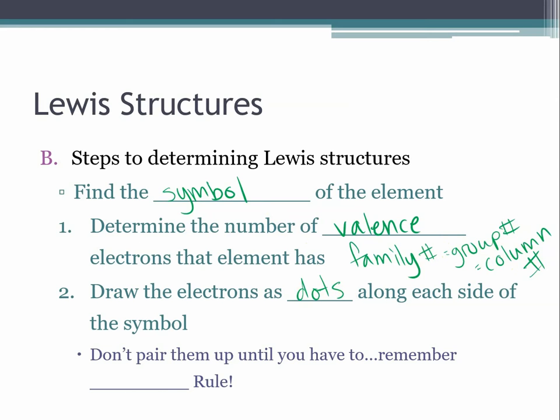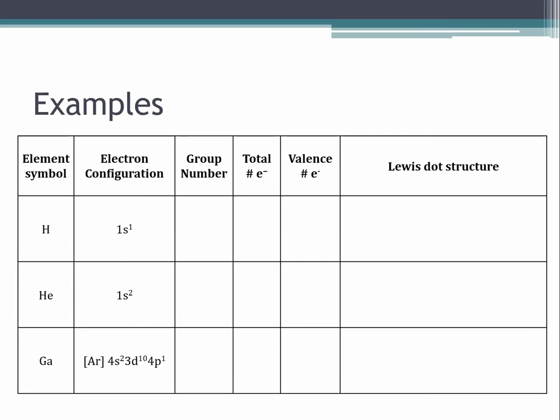And all of our electron rules still apply. So don't pair them up until you have to, because Hund's rule tells us that electrons are selfish, right? Each side of your symbol kind of represents an orbital, so don't make them share a side until they have to, because they're selfish, they don't want to share. So let's see some examples of this.